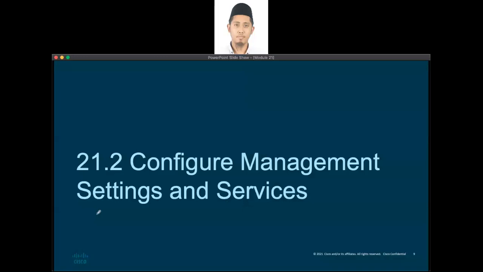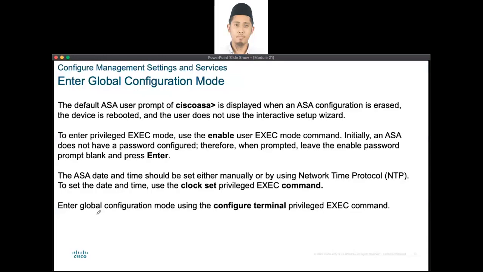21.2 Configure management settings and services. Enter global configuration mode. The default ASA user prompt of ciscoasa is displayed when an ASA configuration is erased, the device is rebooted, and the user does not use the interactive setup wizard.